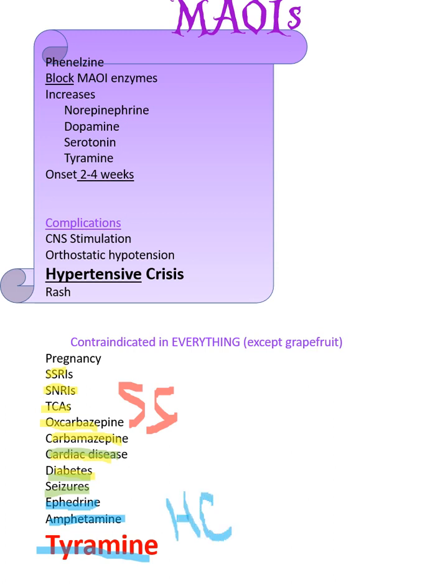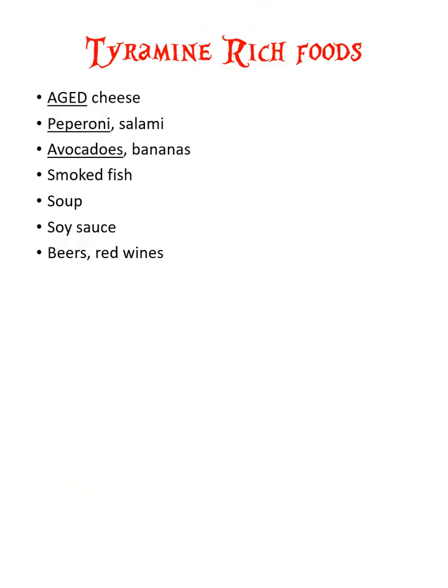Okay. So here's a nice list of our tyramine-rich food. Aged cheese, smoked meats such as pepperoni and salami, avocados, smoked fish, soup, soy sauce, beers, red wines, and bananas. A big thing to note that I see come in a lot on NCLEX and ATI is this aged cheese. Remember, cottage cheese is not aged cheese. You can have cottage cheese and crackers.